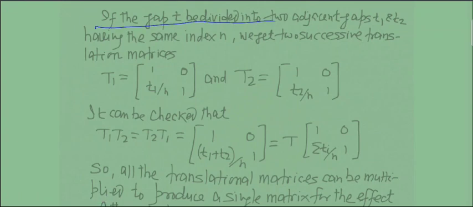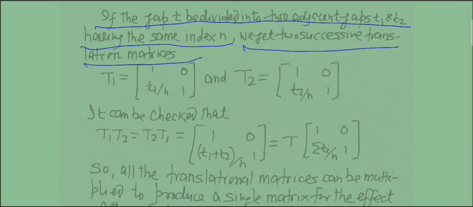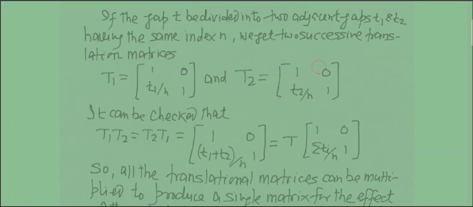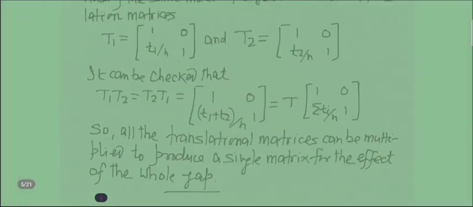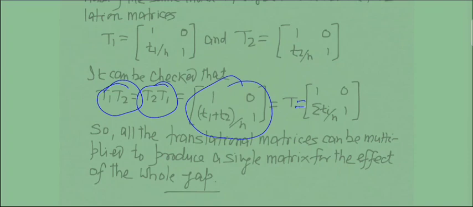If the gap T is divided into two adjacent gaps T1 and T2 having the same index n, we get two successive translation matrices. T1 equal to this and T2 equal to this. These are the two successive translation matrices, okay. It can be checked. How can it be checked? T1 T2 equals T2 T1 equals this much, and this is equal to T, which is equal to this much. Over here I have missed it, but you have to put one equal sign over here also, okay.